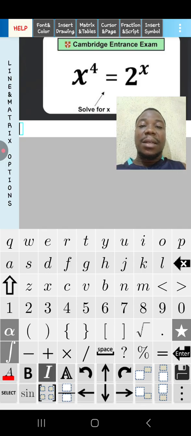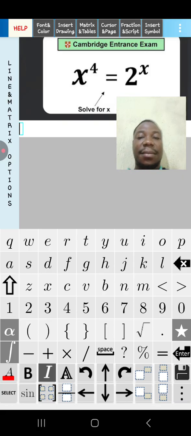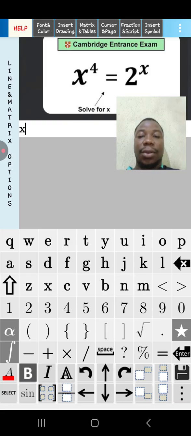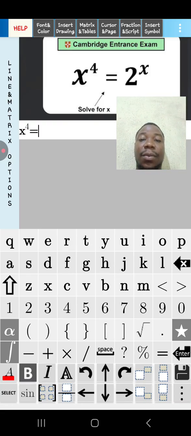We'll be looking at this beautiful problem from the Cambridge entrance exam. We have to solve for x, if x raised to the power of 4 equals 2 raised to the power of x. So we have x to the power 4 equals 2 raised to the power x.